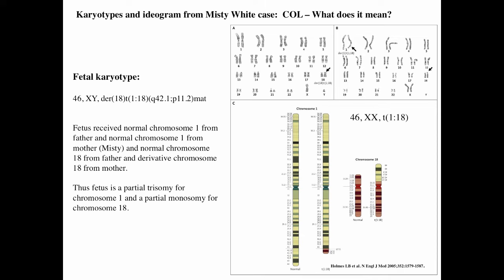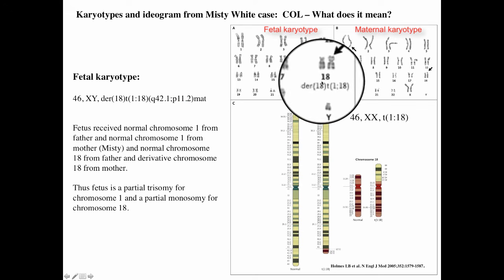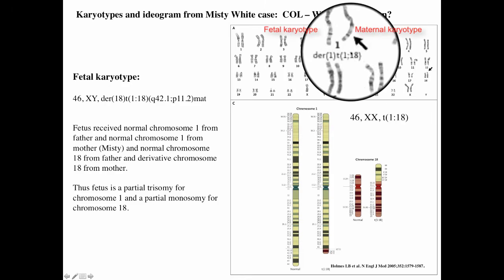You were studying a case in one of your other courses here that was looking at karyotypes and ideograms from an individual. Remember the Misty White case. The fetal karyotype for Misty's child in question was 46,XY with a derivative chromosome 18 showing a translocation between chromosome 1 and 18. Here showing the position of the translocation. Here would be the derivative chromosomes. Here's a derivative chromosome, derivative chromosome.